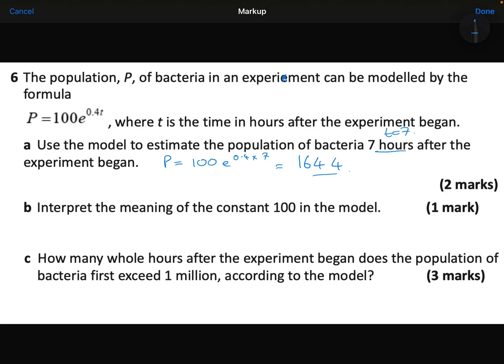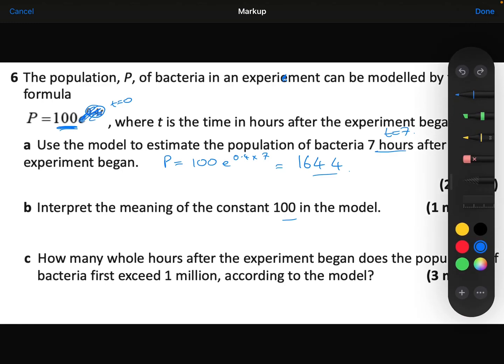Then part B, interpret the meaning of the constant 100 in the model. Well, the 100 is the initial population. That's the population when t is 0. If this bit here is 0, then I'll have e to the power 0, which will be 1, and so the population would be 100. So the number at the front there, 100, is the initial population.